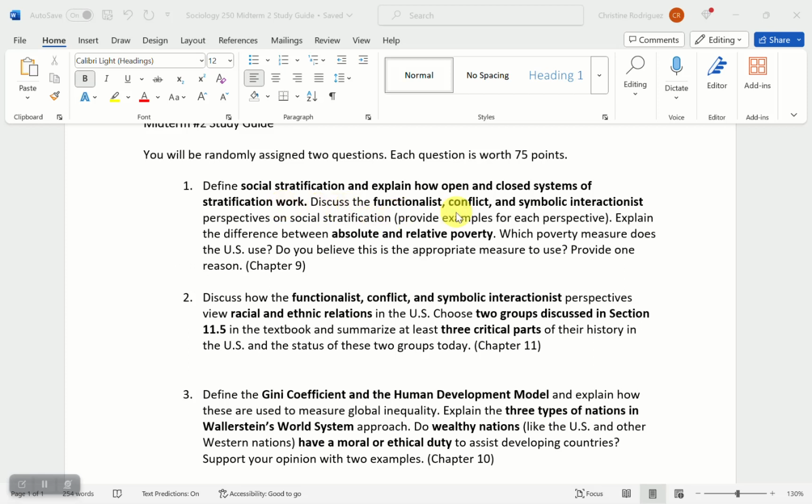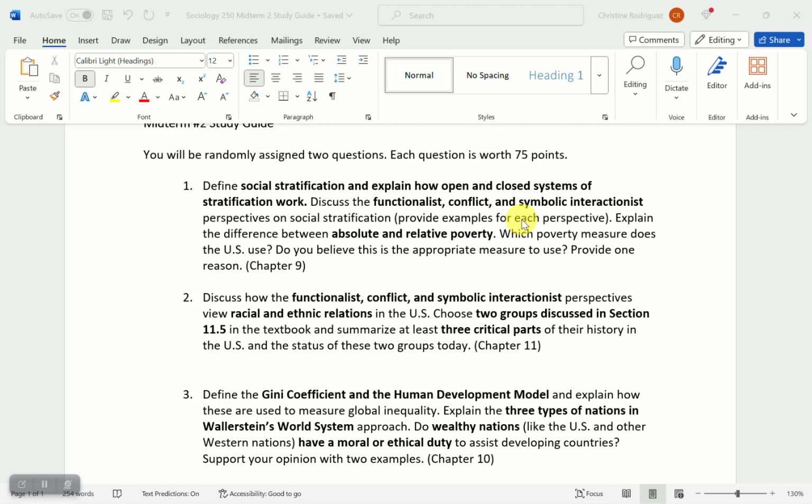Discuss the functionalist, conflict, and symbolic interactionist perspectives on social stratification. Provide examples for each perspective. Again, in your discussion, tell me how functionalist theorists analyze social stratification. Remember, it's not a surprise that functionalist theorists think that there are some positive things that happen for society as a result of social stratification. Remember the work of Davis and Moore. You should talk about that.